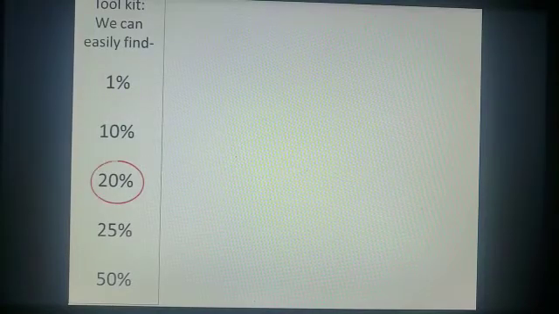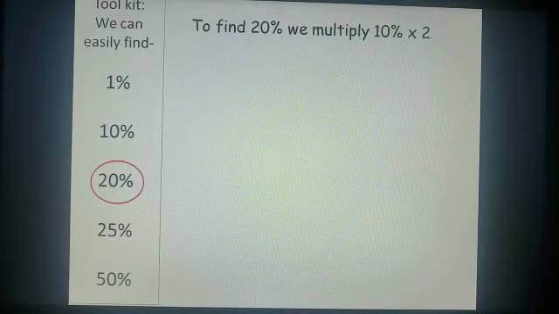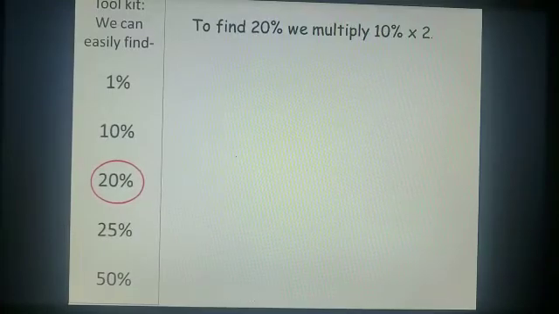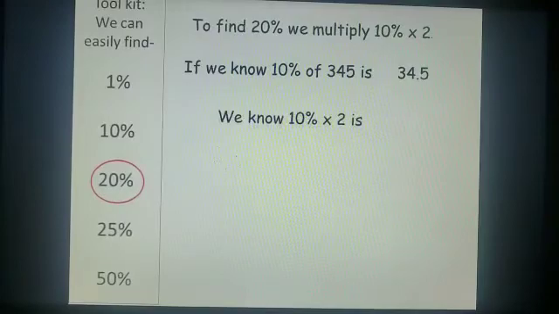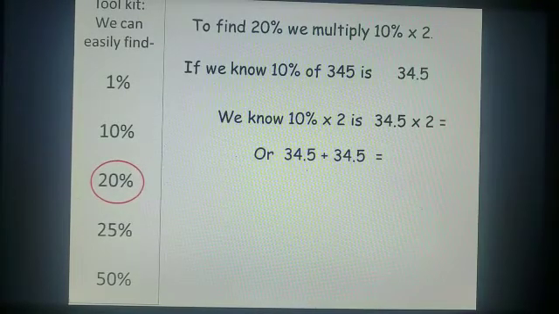Let's look at 20%. To find 20%, all we need to do is multiply the 10% by 2. So if we know 10% of 345 was 34.5, all we need to do is multiply it by 2 or add 2 together. 34.5 add 34.5. And we find out the answer is 69.